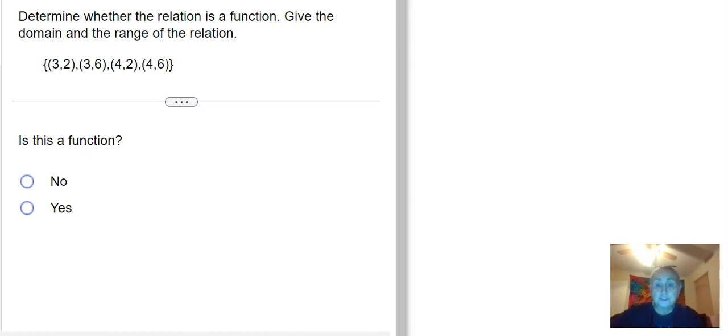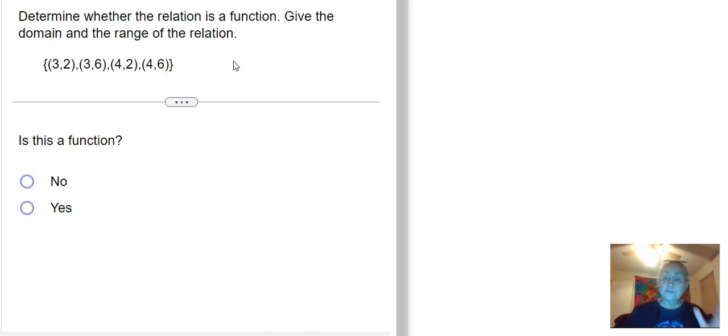Determine whether the relation is a function. Give the domain and the range of the relation. So a relation is just two quantities being related to each other. For example, in this case, we have ordered pairs where X is related to Y. So we have 3 related to 2, 3 related to 6, 4 related to 2, and 4 related to 6.